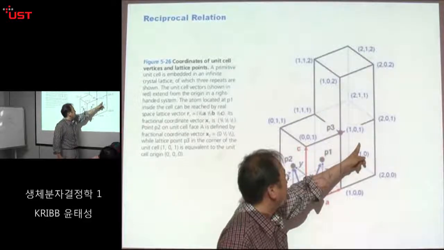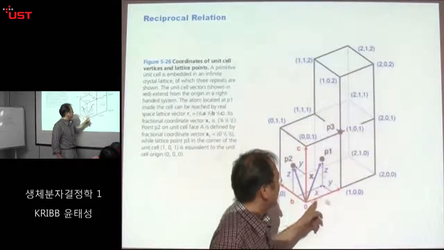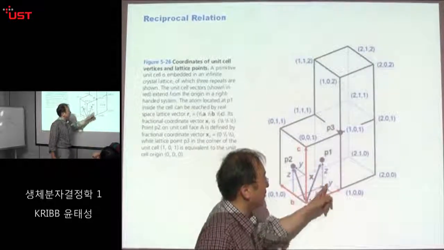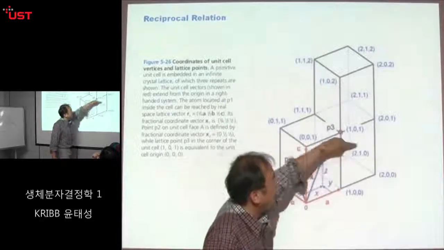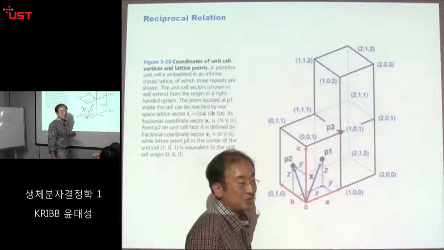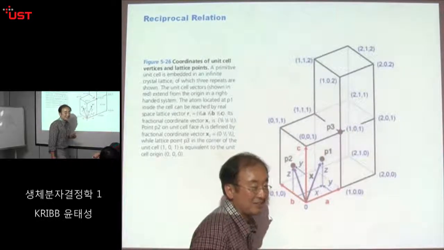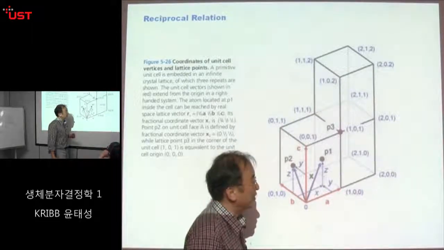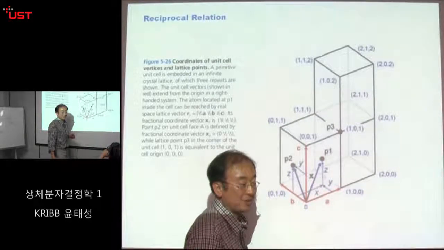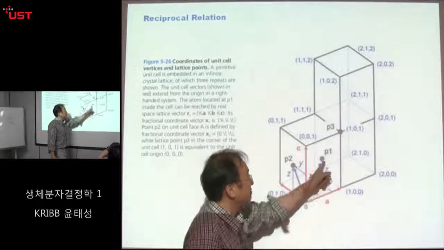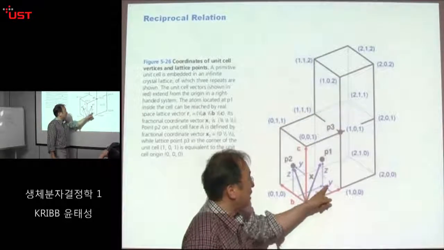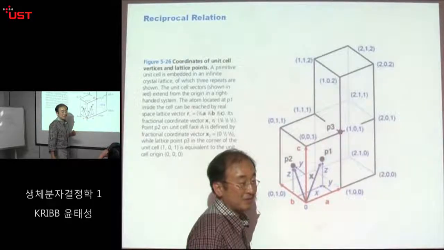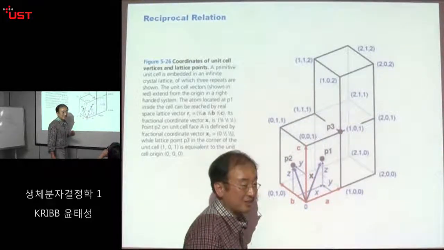Then we have P1 translated along A, and what will its coordinate be, Muhammad? If we translate P1 along A, you should describe it in terms of X, Y, Z. If P1 is called X, Y, Z, and P1 is translated along A, what is the new coordinate?